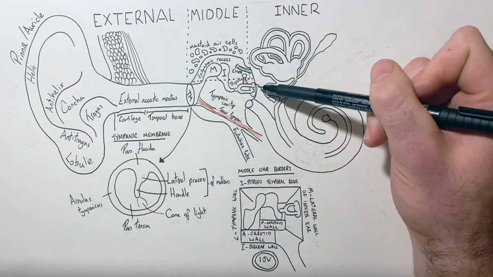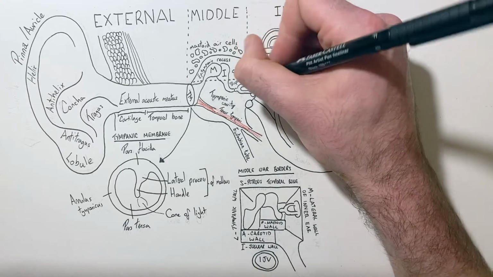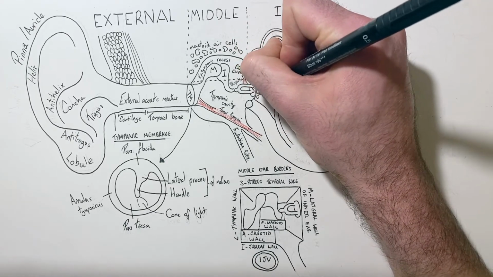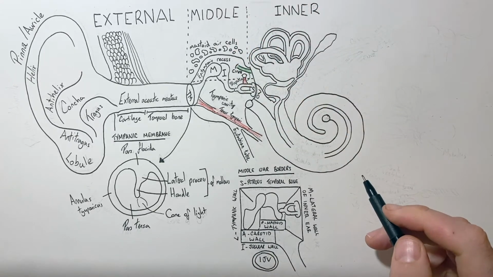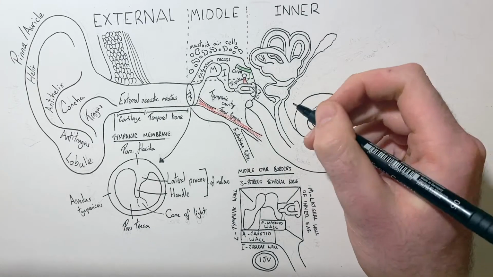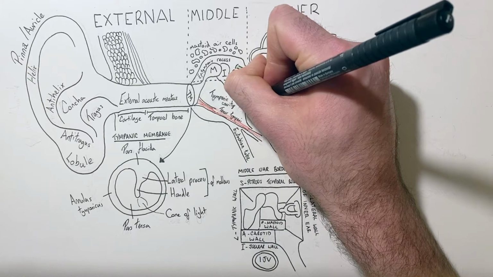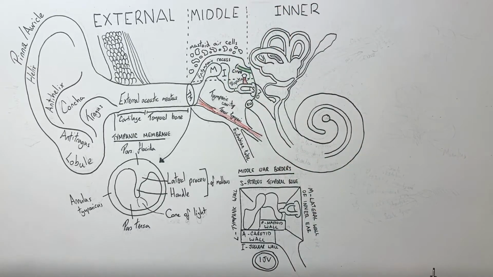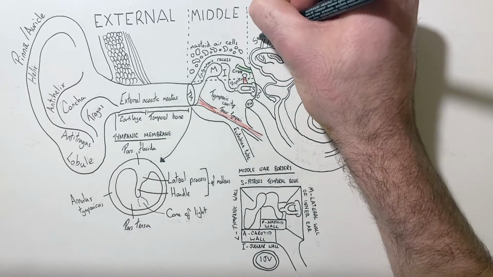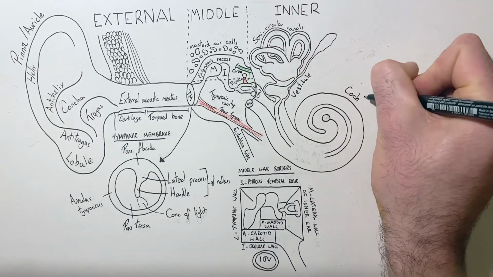The last 2 points of the middle ear that I haven't mentioned are this, where the stapes connects to the oval window, and that's the beginning of the cochlea there. And then beneath that you have the round window, which is where the cochlea ends. And that pretty much concludes the middle ear. So last but not least, let's move on to the inner ear.